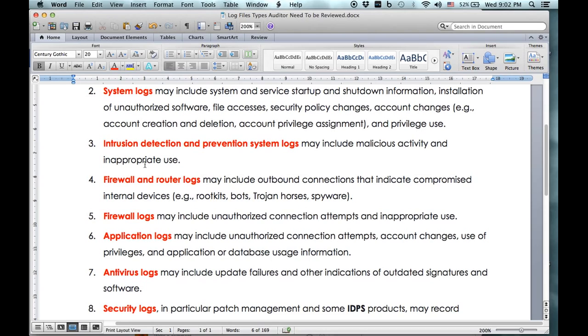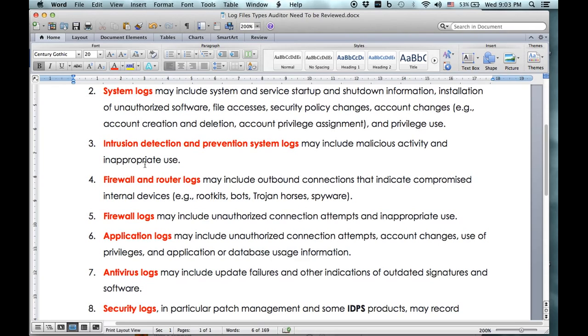And number 4 and number 5 are similar, but number 4 focuses on indicating system compromise of internal devices like a rootkit, botnet, Trojan horse, spyware or malicious code activity, focusing on the outbound connection for the firewall rule. So the firewall and router log will address whatever involves outbound connectivity that engages with the internal device.